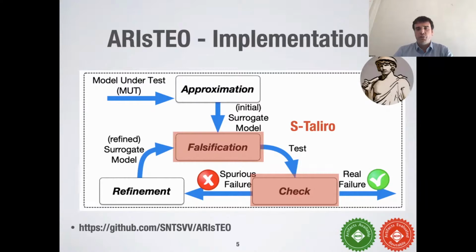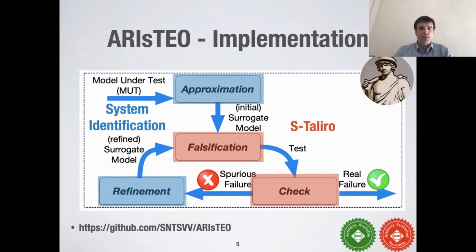Specifically, we used Staliro, since this tool has been classified as ready for industrial development. For the approximation and refinement activity, we used system identification. System identification provides a set of techniques that allow learning, from input and output data, an approximation of the original model under test. We relied on the MATLAB System Identification Toolbox for this part. The final tool is provided as a MATLAB standalone application and is made publicly available.